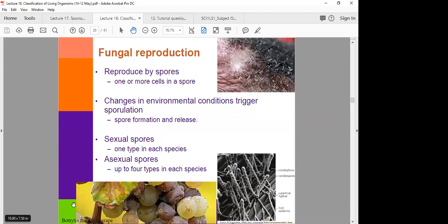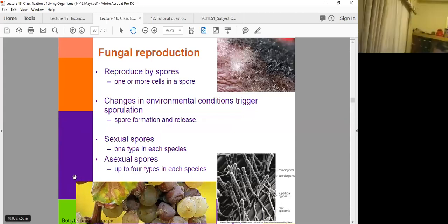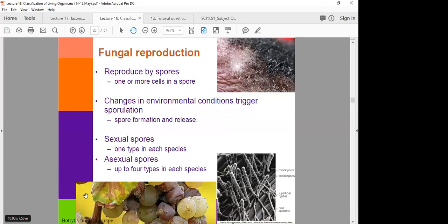And viticulture students will be looking at this photo here in horror. Am I right? Yep. Botrytis fungus, yeah, in grapes.